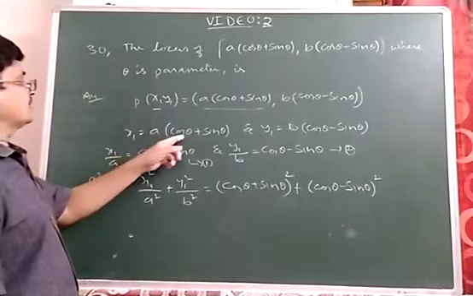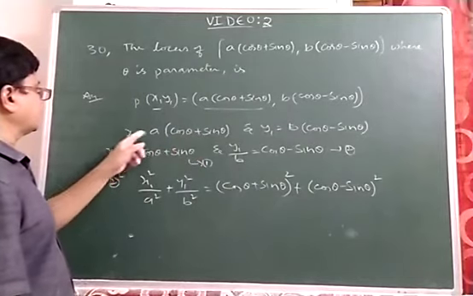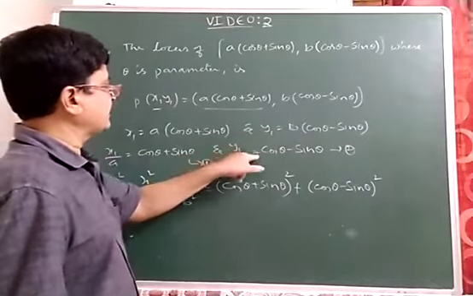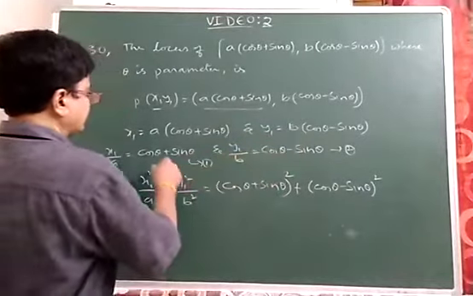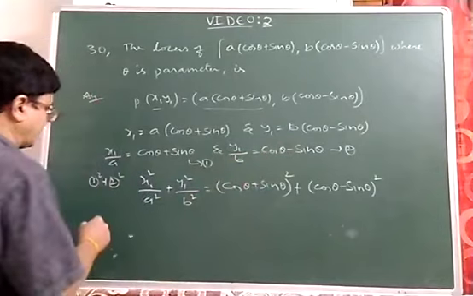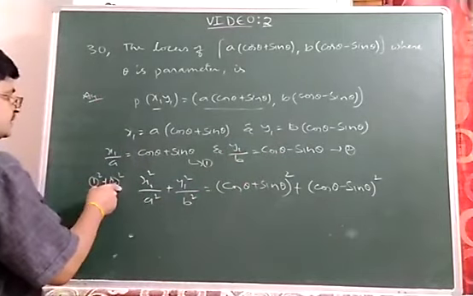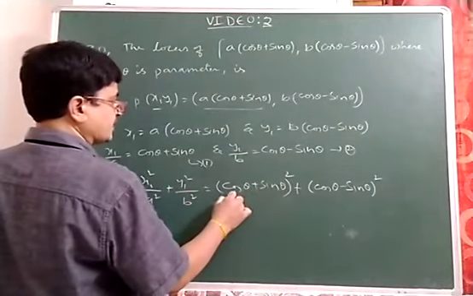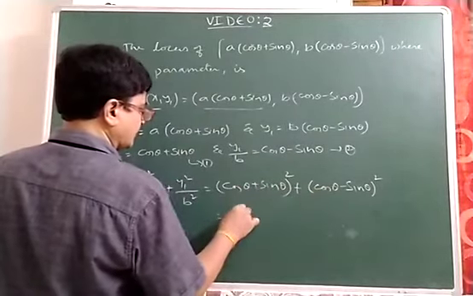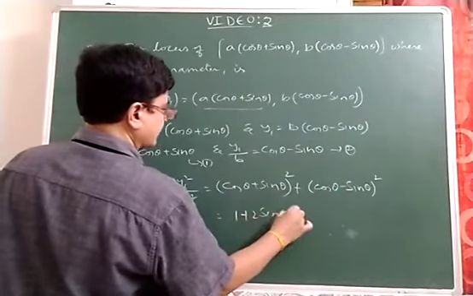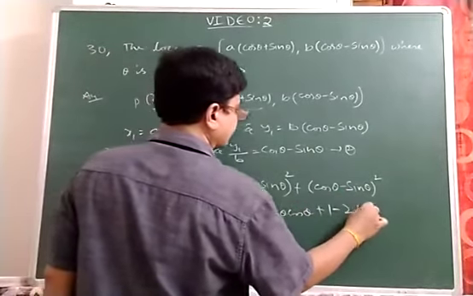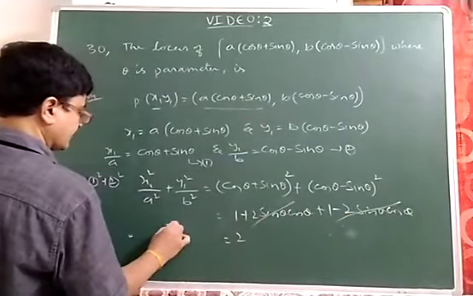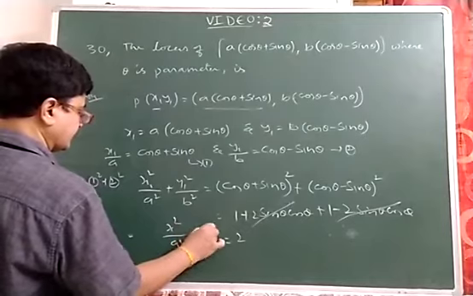Here x1 is equal to a (cos theta plus sin theta), that can be written as x1 by a is equal to cos theta plus sin theta, and y1 by b is equal to cos theta minus sin theta. This is the first equation, this is the second equation. Then squaring and adding, this is (cos square theta plus sin square theta) is 1, plus 2 sin theta cos theta, plus 1 minus 2 sin theta cos theta. Both cancel out. This is equal to 2. So x square by a square plus y square by b square is equal to 2, which is the locus.